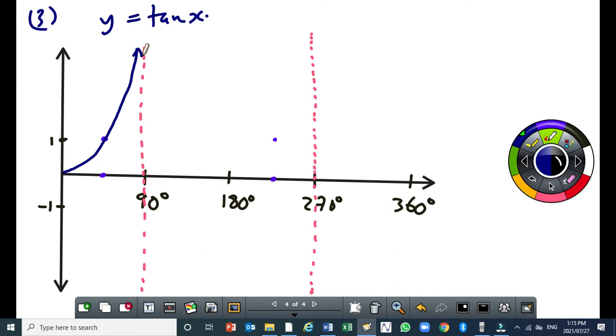Because the period of a tan graph is 180 degrees. So the distance between any two asymptotes for this graph here, y equals tan x, must be 180 degrees. The distance between any two asymptotes. Then, so this is not perfect. It looks something like that. Not perfect. I need to locate the correct y-intercept, but it should be there.